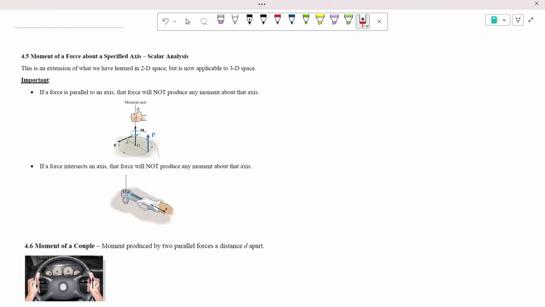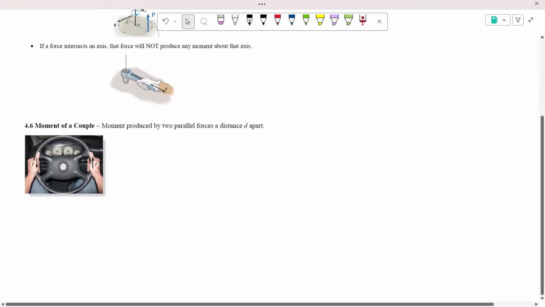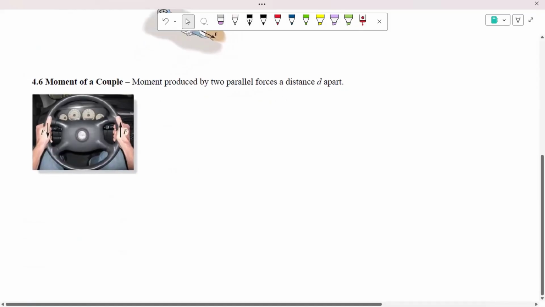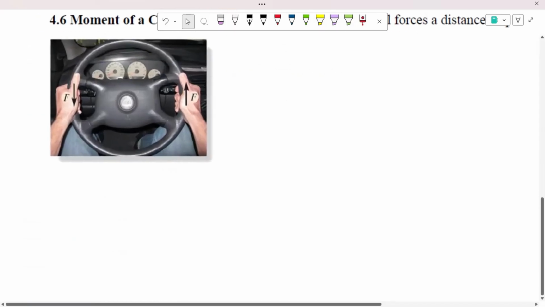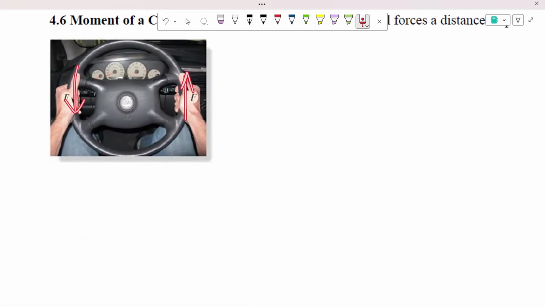Now, if that force intersects an axis, like in this figure right here, that force will not produce any moment about that axis as well. Now, when it comes to the moment of a couple, that is a moment produced by two parallel forces a distance d apart. As you can see, we have a force on this side going upwards, and the other force is going downwards.